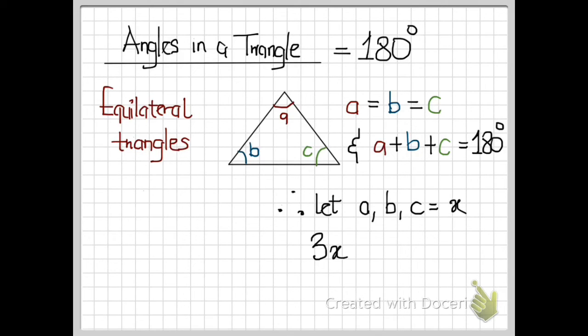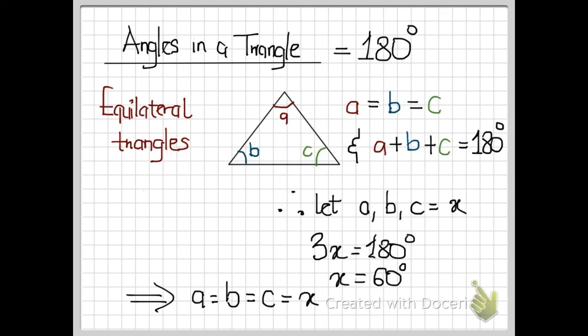So 3X is equal to 180 degrees. And that means one of these X would equal 60 degrees. And we can conclude by saying that A, B, and C are equal to 60 degrees each. So that tells us that every angle in an equilateral triangle would be 60 degrees.